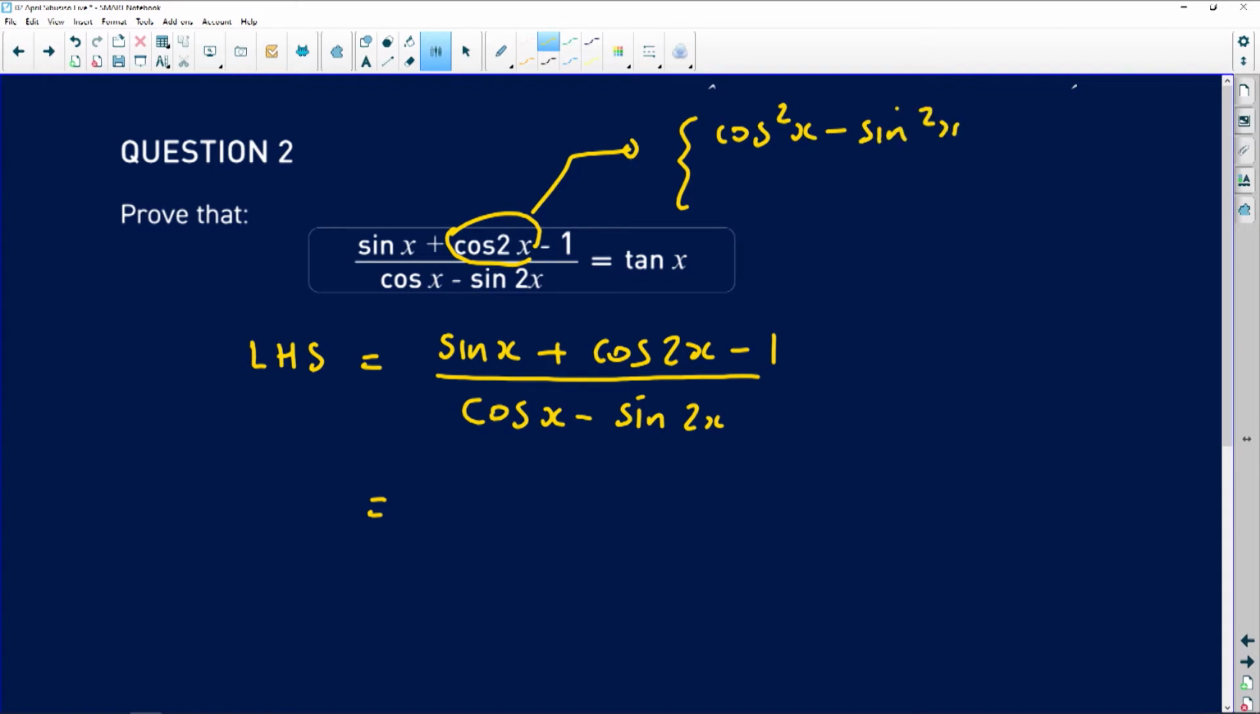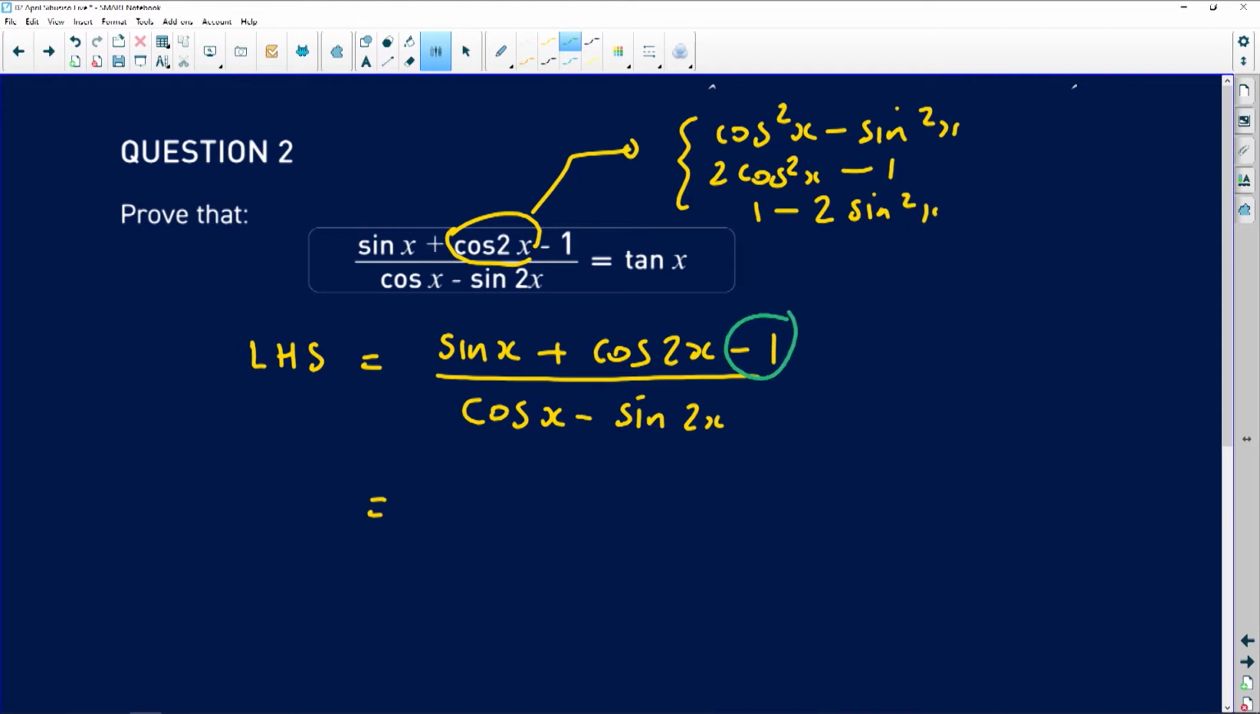If you don't pick that format, you could use 2 cos squared x minus 1, or you could use 1 minus 2 sine squared x. So those are 3 versions of the double angle of cos that you can pick. Now, the decision I'm going to make to choose which one of those 3 is based on the fact that I want to choose the one that will help me to delete that minus 1 you see on the numerator. So I want the version that will help me to remove this minus 1.